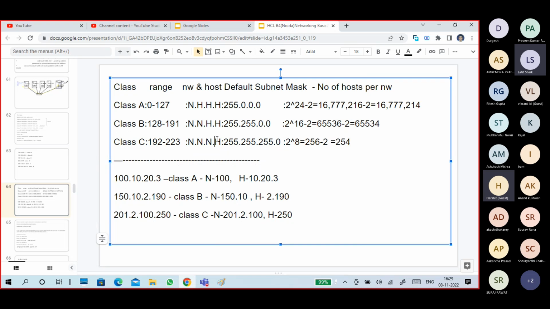Network and host portions. If you see, Class C has one host portion, meaning one octet completely belongs to the host portion. One octet means 8 bits. 2 to the power of 8 is 256, minus 2, gives 254. Okay, what is this 254?